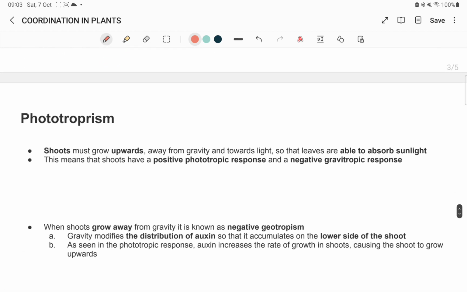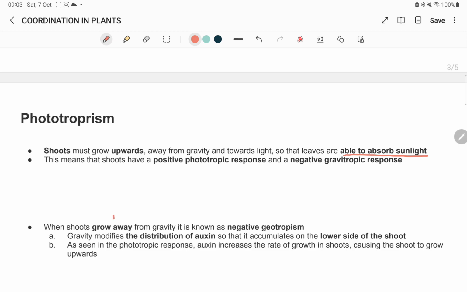Phototropism, shoots must grow towards light and away from gravity. And this is for a simple reason: plants undergo the process of photosynthesis. Remember, plants do not respond as fast as animals. Their response is slower to stimuli. However, they do respond to the environment, the changes in the environment, which is the stimuli. So they need light for the leaves. That is why the shoot will always have a positive phototropic response and a negative gravitropic response.